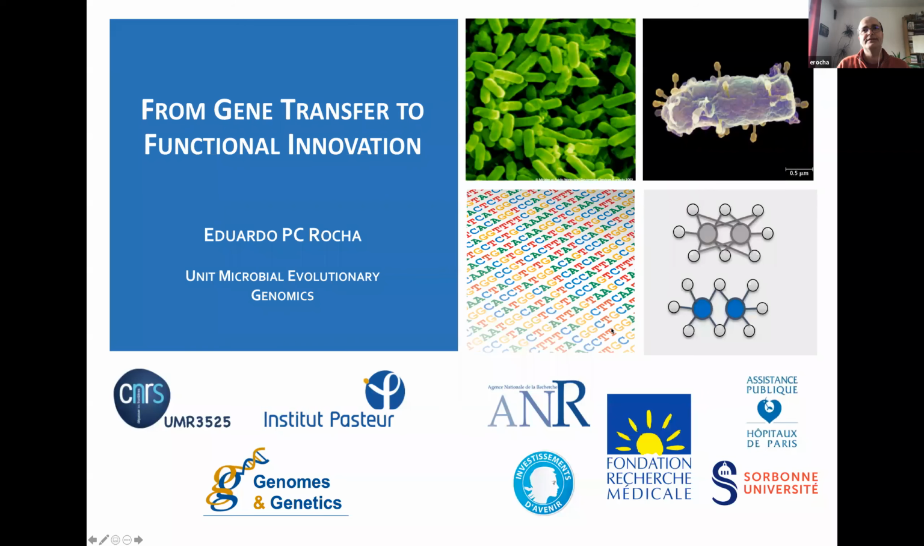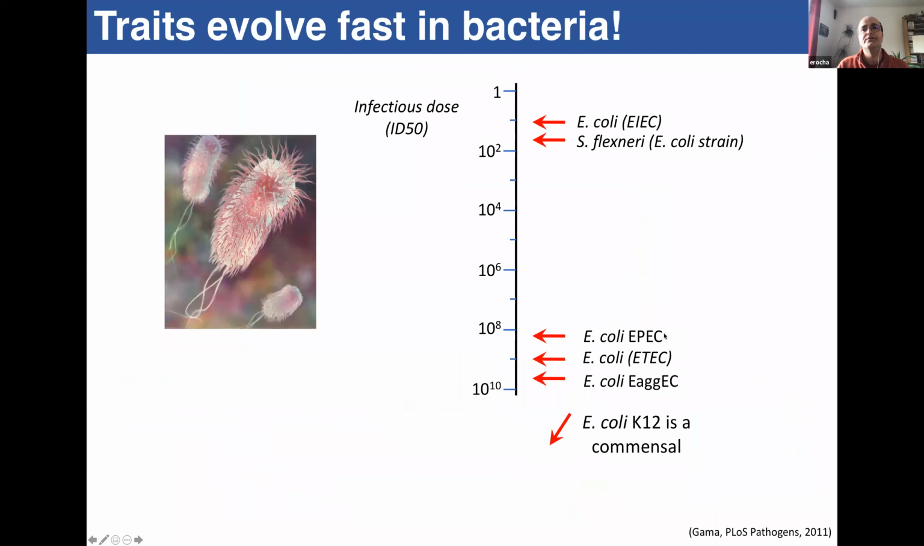So the problem is now fairly well known. In bacteria, you can have a very large diversity of phenotypes within a species. Here I'm showing you E. coli. It's the best studied model in microbiology. It's typically commensal. Each of us has about 1 trillion E. coli in the gut. But some of the strains are actually pathogens. They have very different pathotypes and they have very different efficiencies.